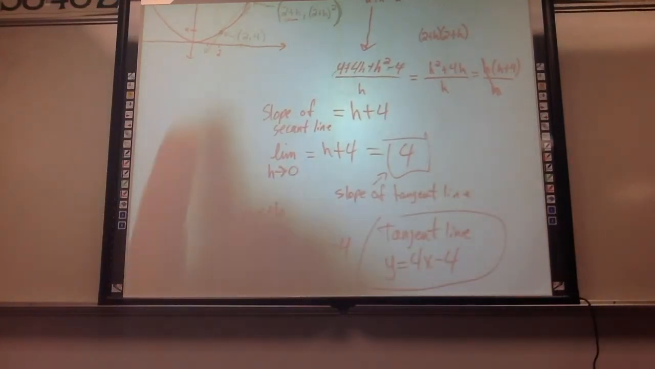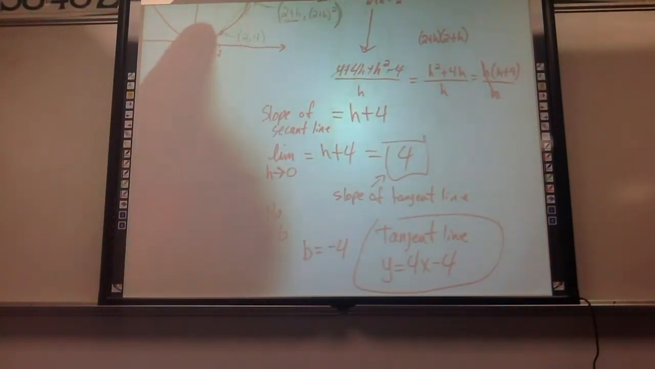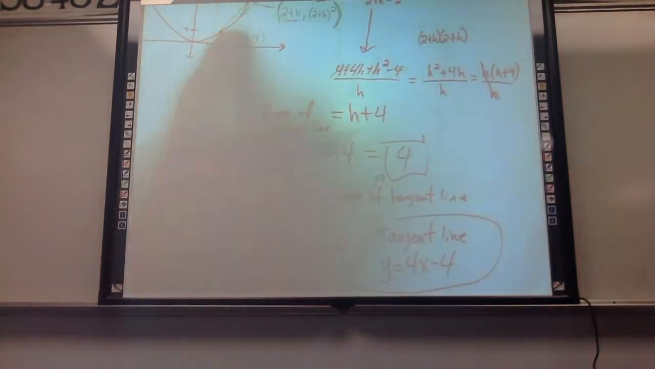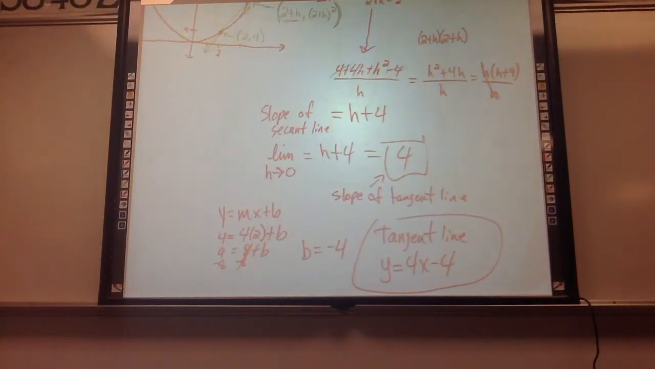So there we go. If I were to graph y equals x squared, and then graph the line y equals 4x minus 4, it would touch it exactly right there, and that is the tangent line at that point.